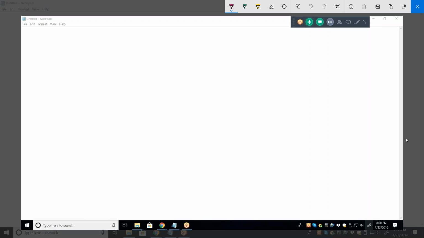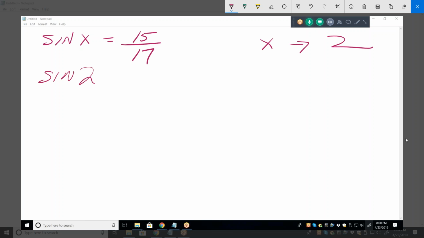Okay. So this one says sine delta equals 15 over 17. Delta lies in quadrant 2. And then there's sine 2 delta, cosine 2 delta, and tangent 2 delta. I'm using x because it doesn't matter. In other words, x is an angle. Delta is an angle also.